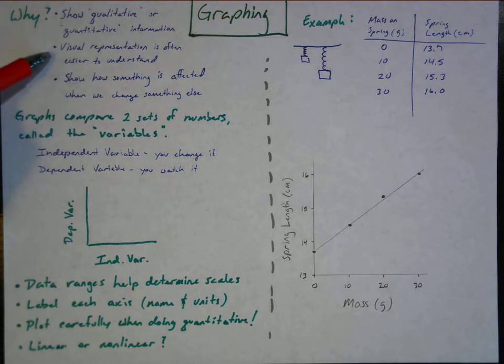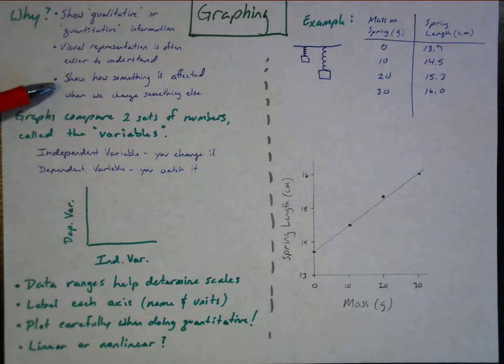Also, visual representation is often easier to understand. The whole thing, a picture is worth 1,000 words. A graph really is a picture of the information. The visual can give you a real quick insight into what might be happening, beyond just the numbers, without having to rely on the numbers themselves.